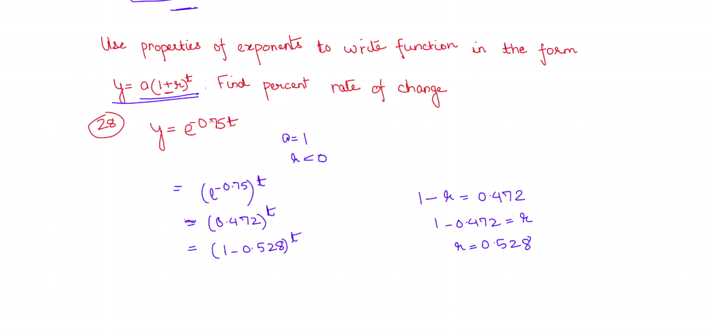So percentage decrease here, find the percentage rate of change. Because r is less than 0, it was already a decay, and the percentage decay or decrease is 52.8 percent. This is r in decimals. So this is the percentage decrease.